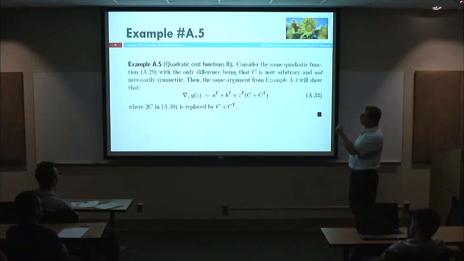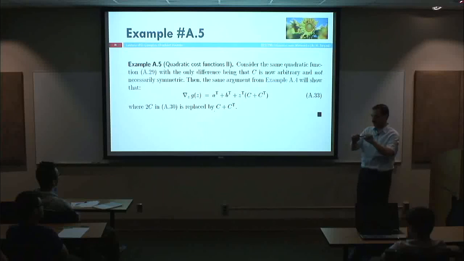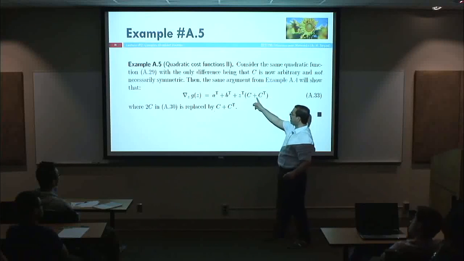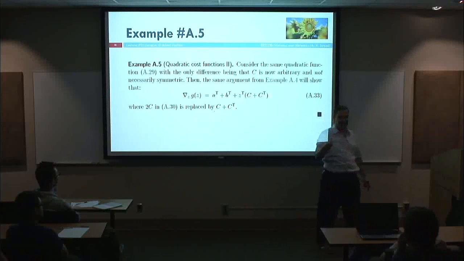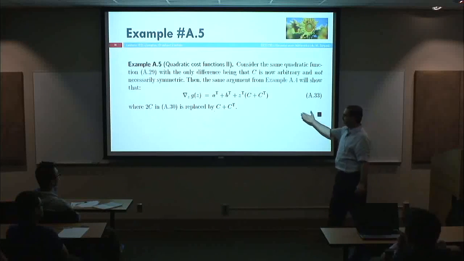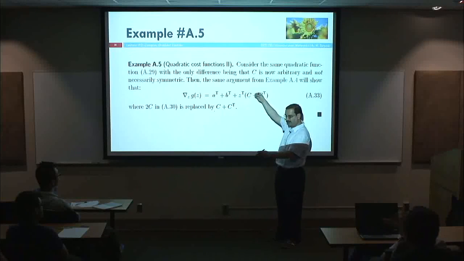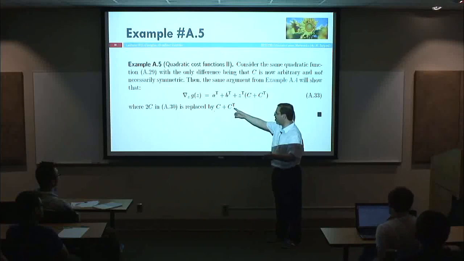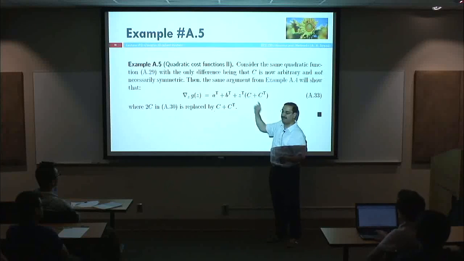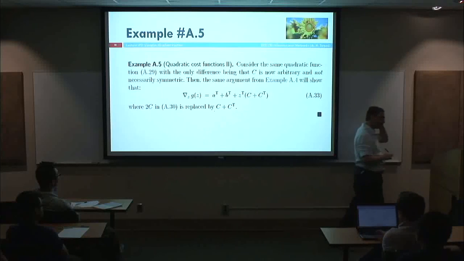So in the previous case, C was symmetric. That's when you got the 2. I did not show all the argument. To get that 2, I had to assume C is symmetric. When C is not symmetric, you don't get 2C, you get C plus C transpose. Again, this is something very simple for you to check. Just introduce the individual elements, differentiate relative to the individual elements, collect all the derivatives into a vector, and you're going to see you get C plus C transpose multiplying Z. Very good.